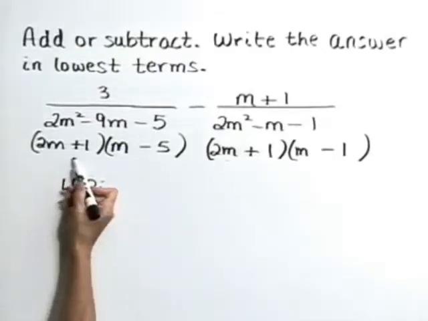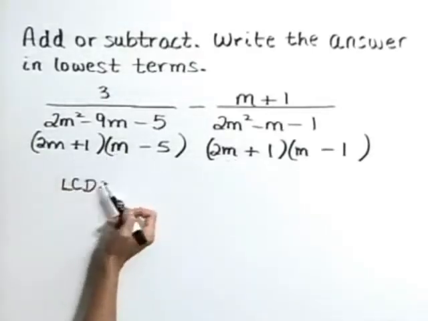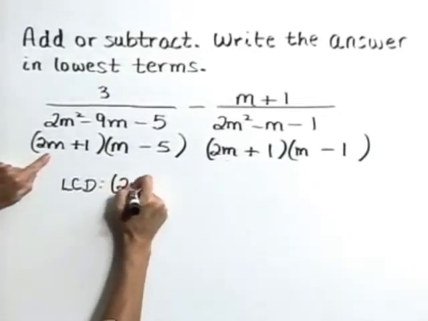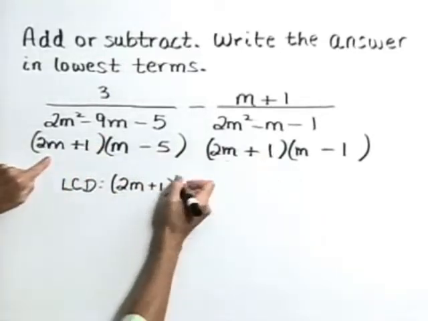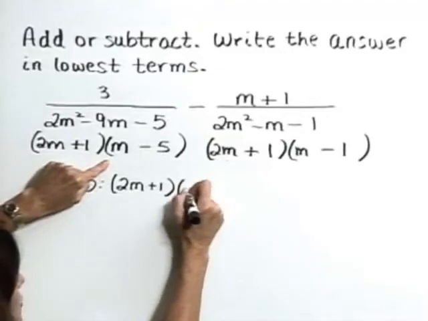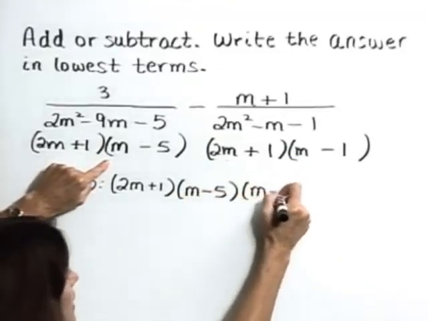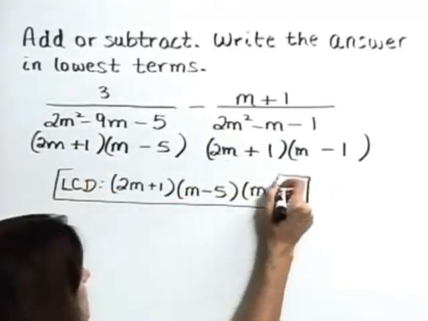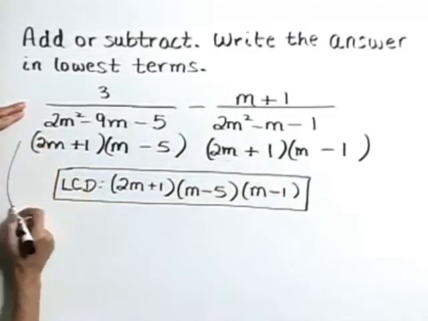It's going to contain every factor that we see in here, the greatest number of times it appears in any one denominator. We see a factor of 2m plus 1. It only appears one time in both, so we'll include it one time here. We see a factor of m minus 5. We also see a factor of m minus 1. So our lowest common denominator is the product of these binomials seen. Now let's go back to our difference.